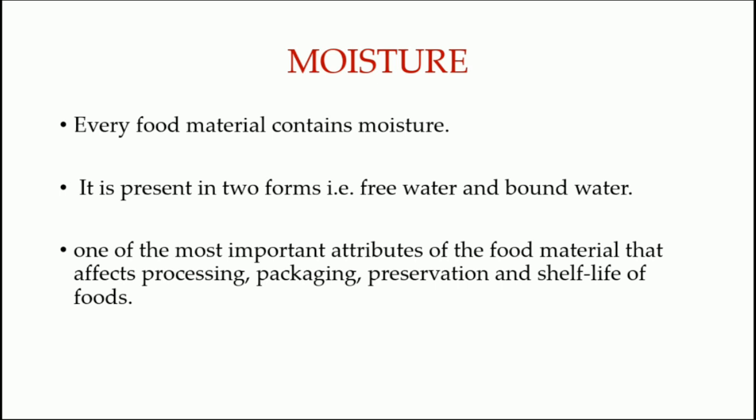Every food material contains moisture, whether it is solid or a liquid product. For example, milk has nearly 85% water, and grains, which seem very dry, also contain a certain amount of water, for example up to 12%. Every food, whether in powder form, liquid form or slurry form, contains a certain amount of moisture. And the water can be either free water or bound water.